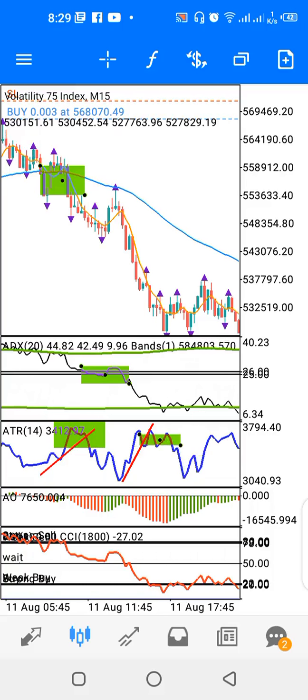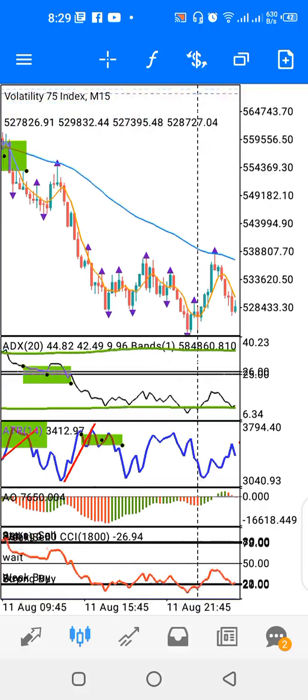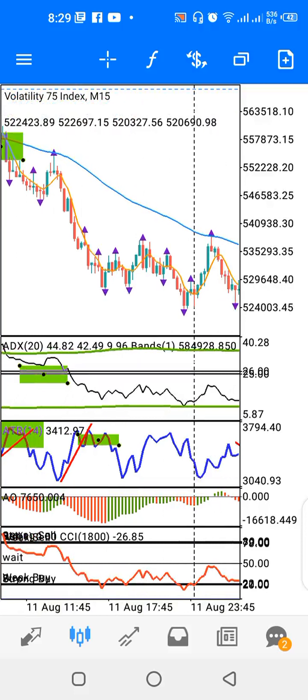So that's that. Also, you can use the ATR line to set your trailing stop. You can use your ATR line to set your stop loss, and you can also use it to determine your take profits. Okay. Now the next one is the awesome oscillator.